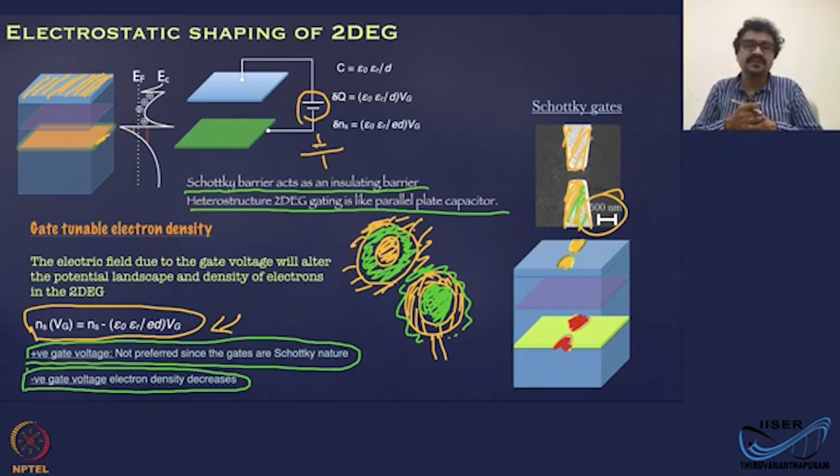All right. So in the next class, we will look into some of the technological aspects of building. How do we build these devices? Then we will move on to the physics of transport in two dimensions. All right.